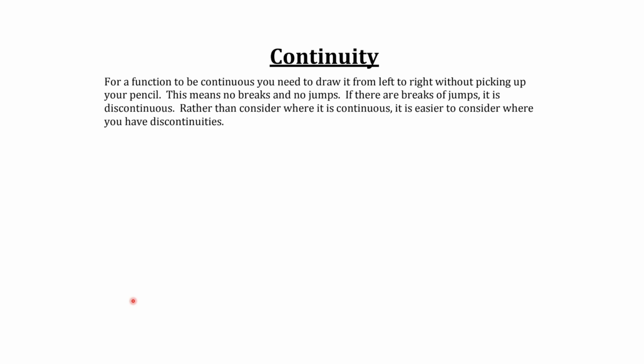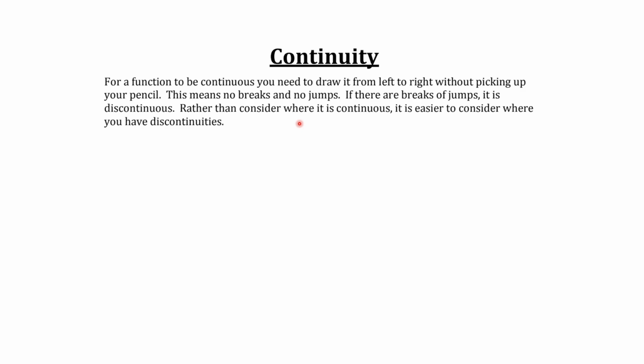Well, for a function to be continuous, you need to draw it from left to right without picking up your pencil. So this means no breaks and no jumps. All right. If there are breaks or jumps, then the function is said to be discontinuous. Rather than consider where it is continuous, it is much easier to consider where we might have discontinuities.